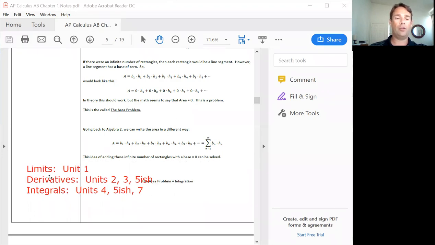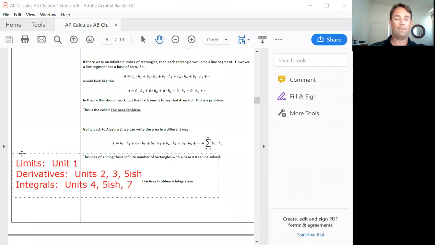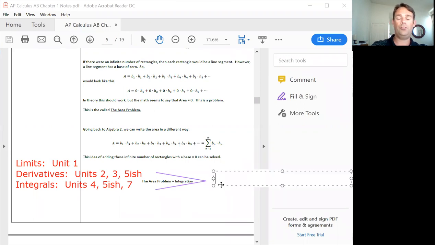So that's kind of where we're going this year. And then the other unit that wasn't included was unit 6. And unit 6 is going to be combining both of these ideas into something called a differential equation. So that's what calculus is. Limits, derivatives, and integrals.